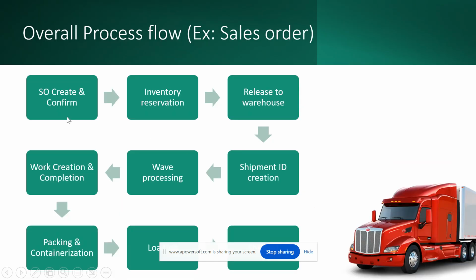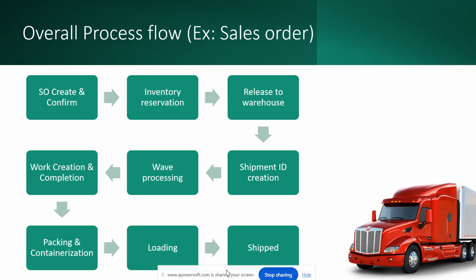As of now, we covered the overall process flow of a sales order primarily: how a sales order is created and confirmed, and then using the reservation hierarchy and the item configuration, the inventory reservation happens. After the inventory reservation, the person has to release the item to the warehouse so that the warehouse team can further do the picking and packing operations. Once the release to warehouse is done, the shipment ID will be created. All these are the things we have seen so far, and we also saw how the wave process needs to be configured using the wave templates, and what are the various statuses applicable for the same.